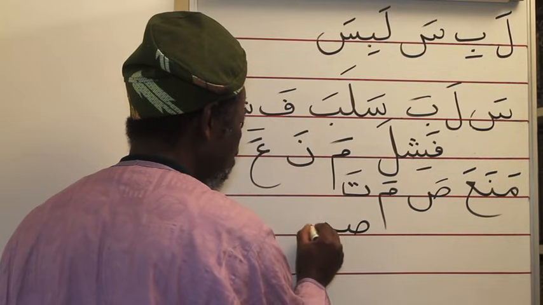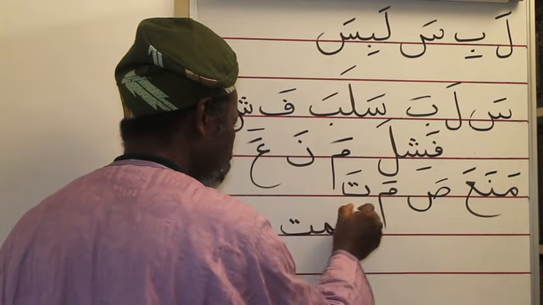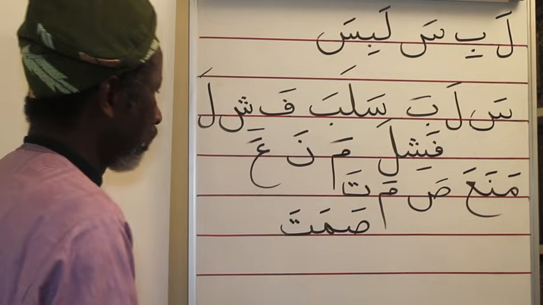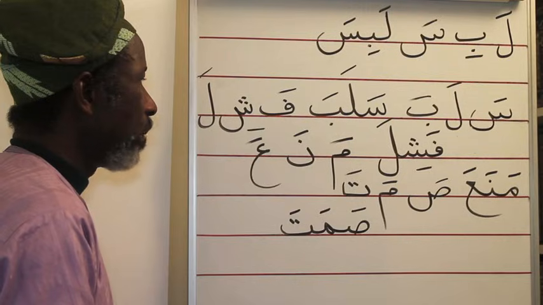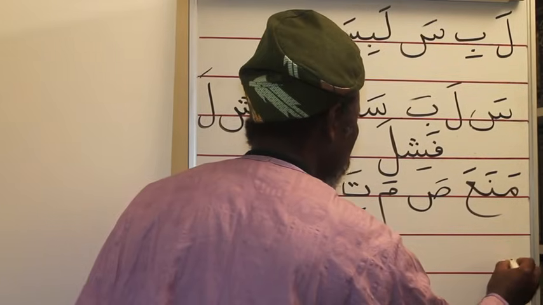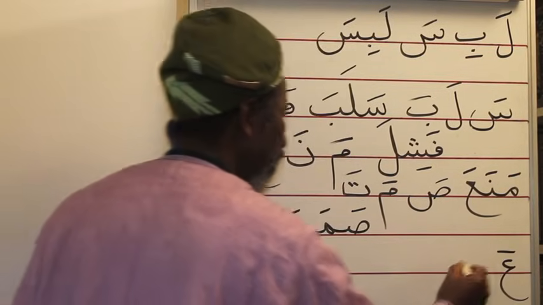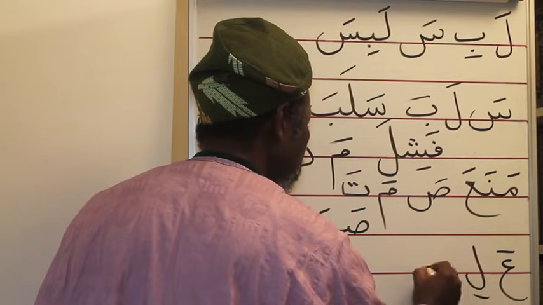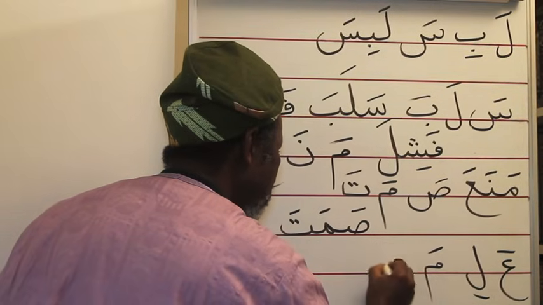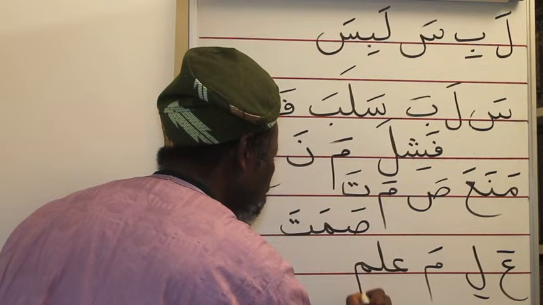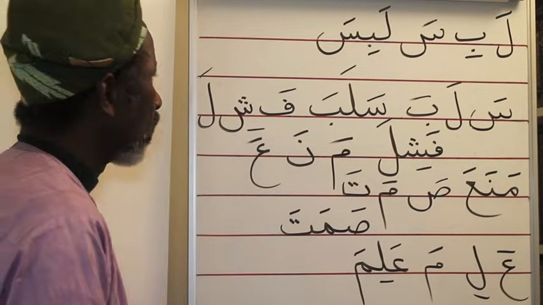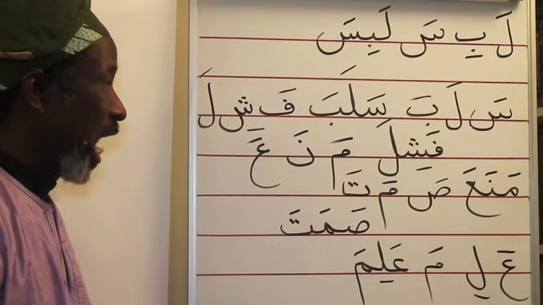So, ma, ta. Somata. Now we are looking for mim at the end, like alima. A, li, ma. Alima. Joint form. A, li, ma. Alima. With that we conclude page 39.